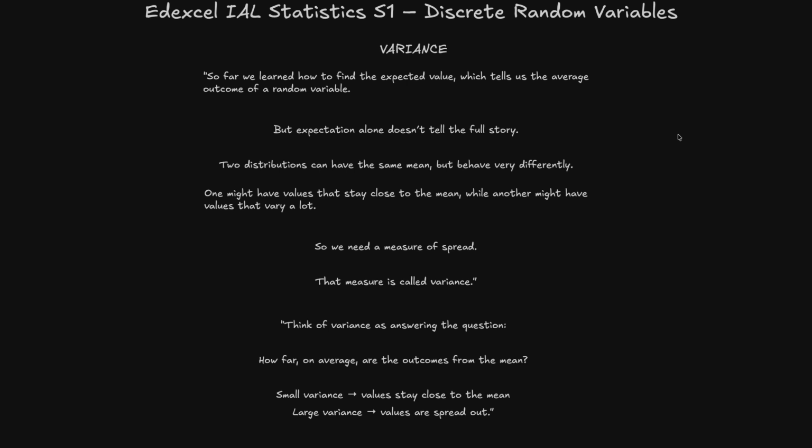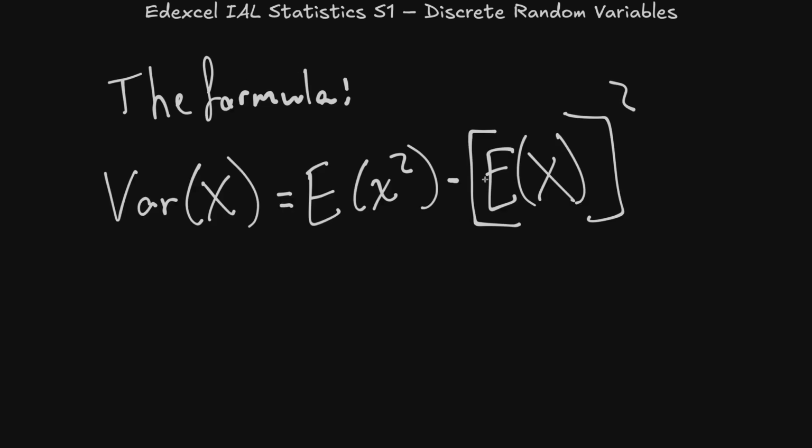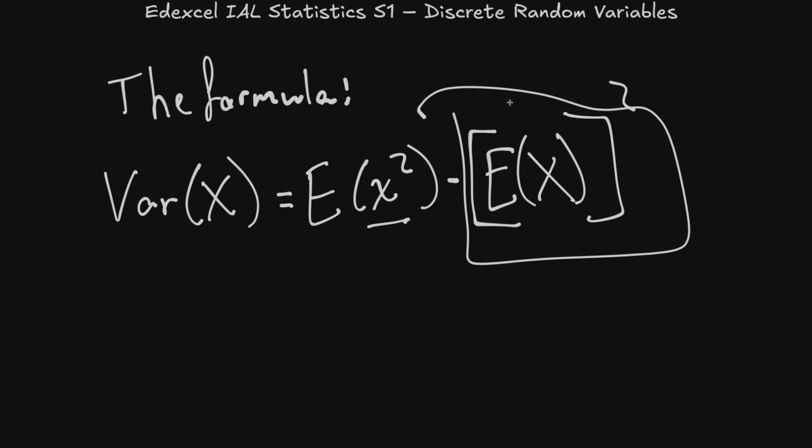Think of variance as answering the question, how far on average are the outcomes from the mean? A small variance indicates that values stay close to the mean. However, large variance indicates that values are spread out more. Now this is the variance formula, and it does look a bit daunting. However, it's very simple. The variance of x is equal to the mean of x squared minus the mean of x, entirely squared. And these aren't the same thing.